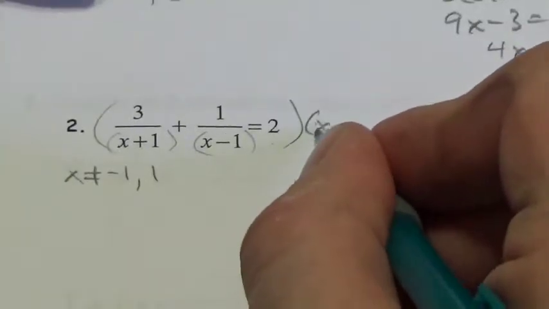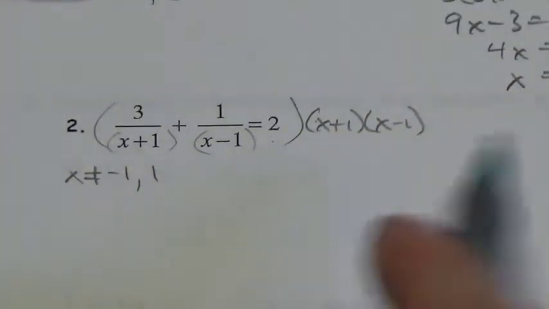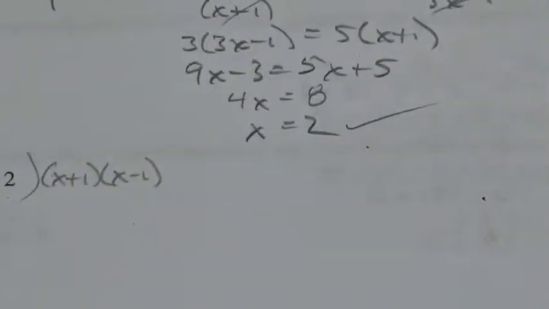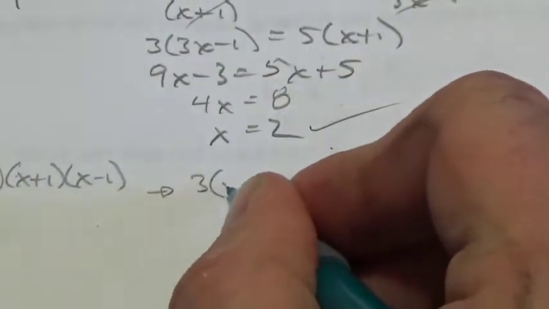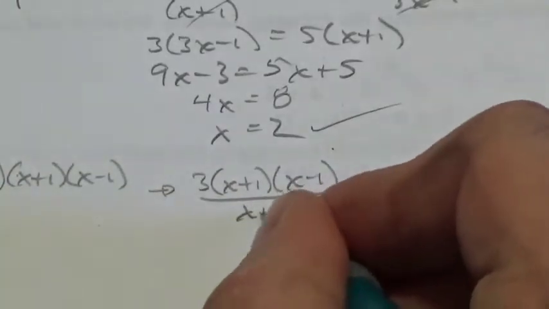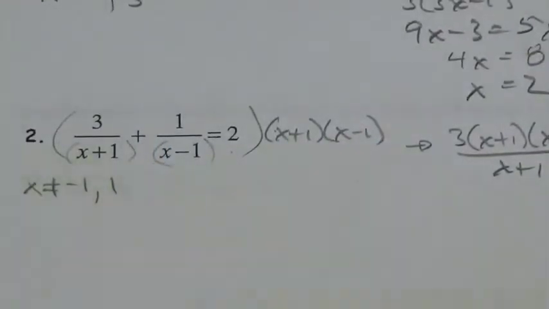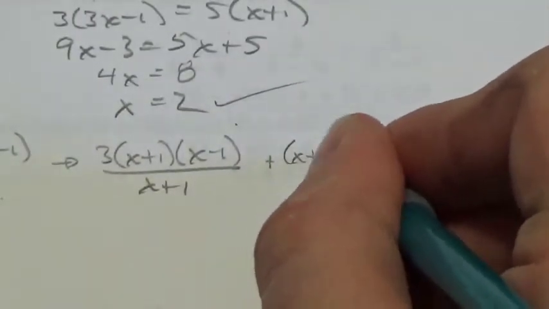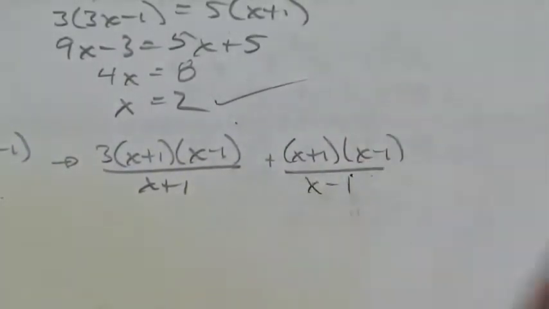So now I'm going to multiply by (x plus 1)(x minus 1), because the common factor here is going to be the product of those two. So I'm going to do the same thing here that I did in that last one, and then I'm going to start to speed up through this a little bit. So this is going to become 3(x plus 1)(x minus 1) divided by x plus 1. Then we're going to multiply that common denominator by that second term, plus 1 multiplied by (x plus 1)(x minus 1), over x minus 1.